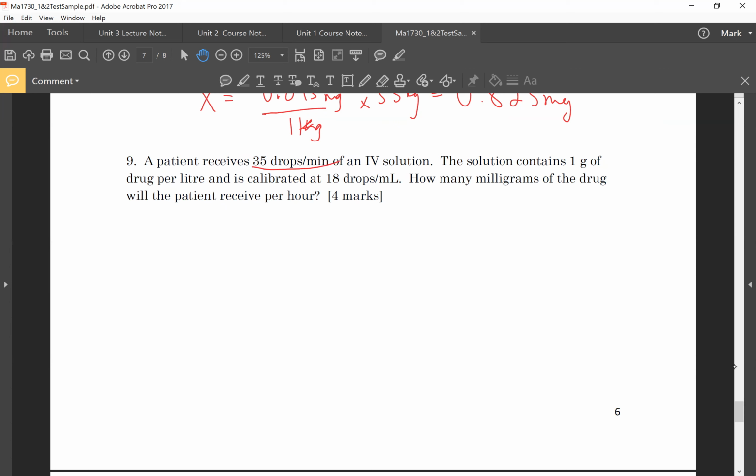Okay, let's again think of what we know. We know that there's 35 drops per 1 minute. We also know that the solution itself contains 1 gram of drug per 1 liter. So we know that much. We also know that this thing will drop 18 drops for every 1 milliliter it delivers. And our goal is to figure out how many milligrams of the drug the patient will receive per hour.